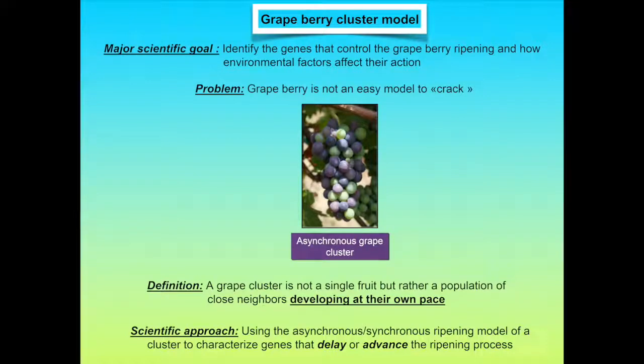As I said, I'm very interested in this major scientific goal, which is to identify genes that control the ripening process, and how environmental factors could alter or promote their action. The thing is, a grape berry or a cluster is not an easy model to track. We're not talking about a single fruit, but rather a population of fruits that develop at their own pace, leading to the concept of sink strength.